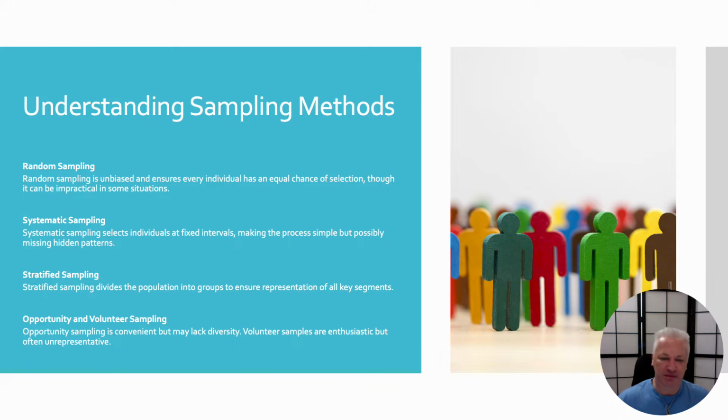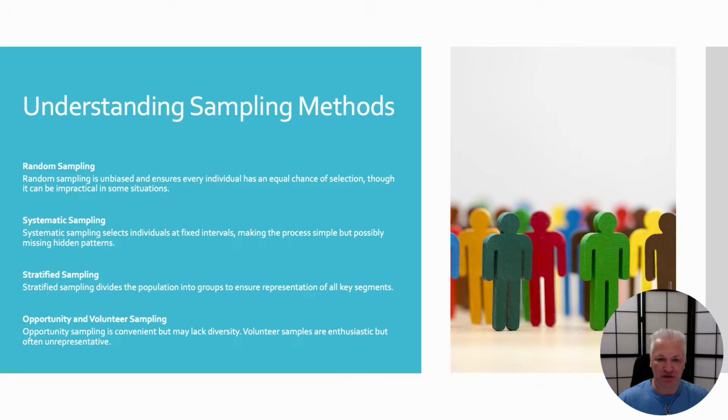Systematic sampling. In systematic sampling, participants are selected at regular intervals from an ordered list, such as every 10th person. The strength of this is it's more practical than random sampling, reduces selection bias, and it's simple and efficient. Weaknesses: it can be biased if the list has a pattern, and it's less random than true random sampling.